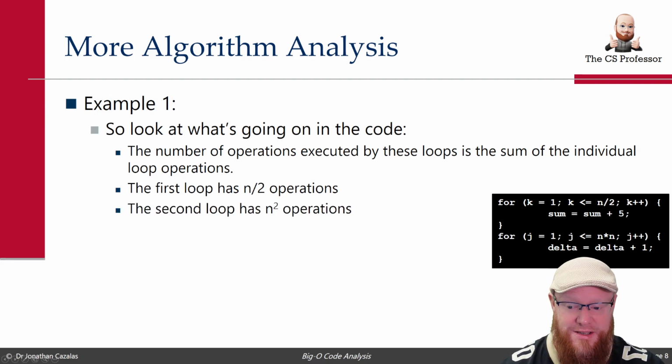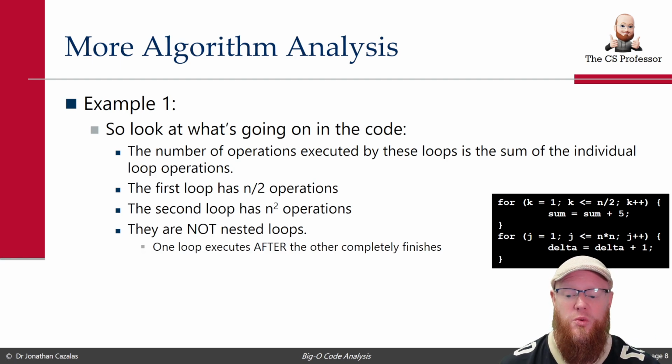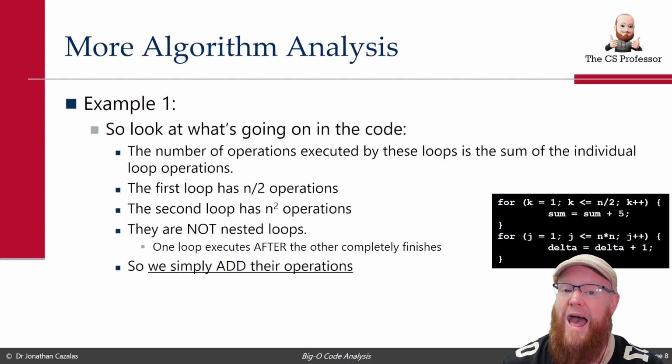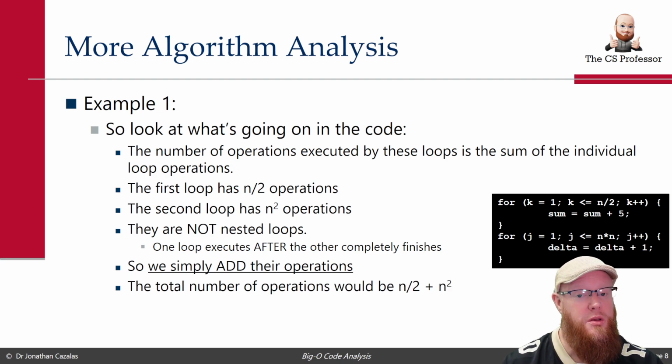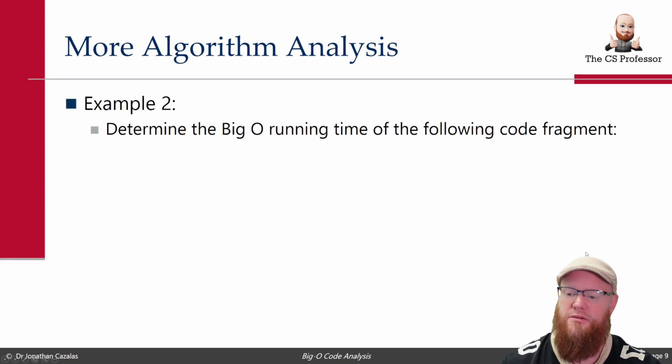That first for loop, again, has n over 2 operations. That second for loop has n squared operations. Those loops are not nested. So what do we ultimately do? We're going to add their operations. So the total number of operations is n over 2 plus n squared. And if I ask now, given n over 2 plus n squared, what is the big O of that? The answer would be O of n squared because you get rid of any of the smaller terms. So we can say the running time of this code fragment is actually O of n squared.